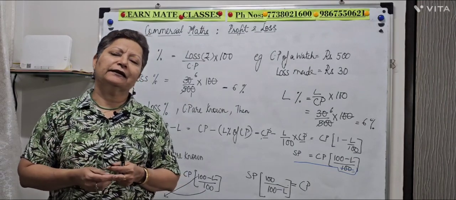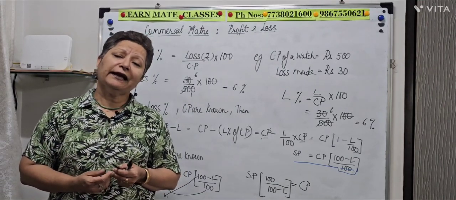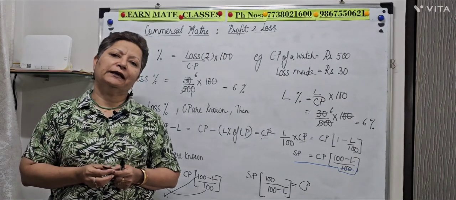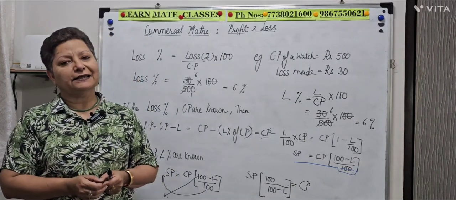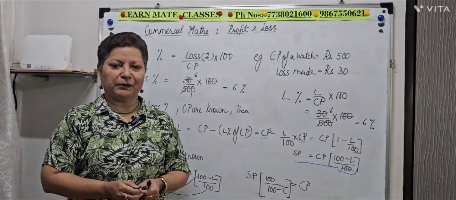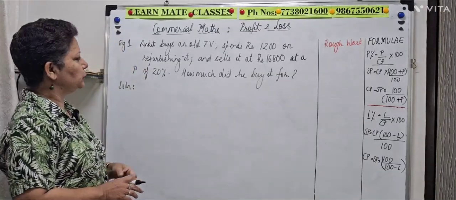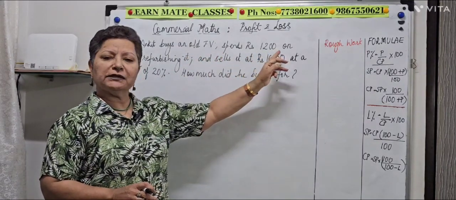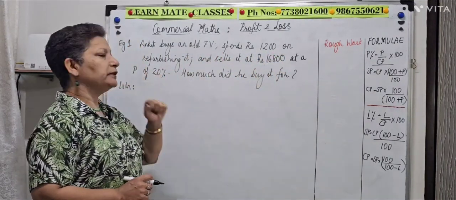I'm going to be incurring lots of expenditure, and that will also add on to my costs. So overhead expenditure gets into your cost, and let's then start doing sums which will make all these concepts clear. The first example up on the board for you is Ankit buys an old TV. He spends rupees 1200 on refurbishing it.